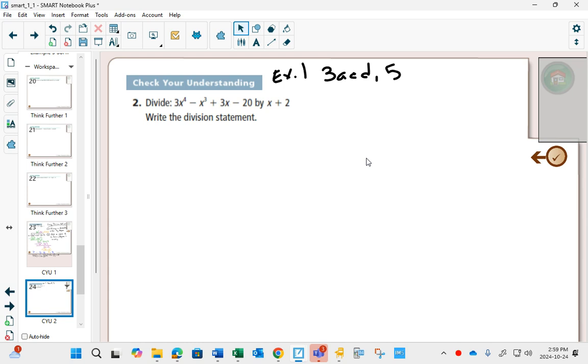So not B until we do example 2. And then you can circle all 3's if you want, because you're going to get 3B after this example. So, divide, and this one says to write the division statement.